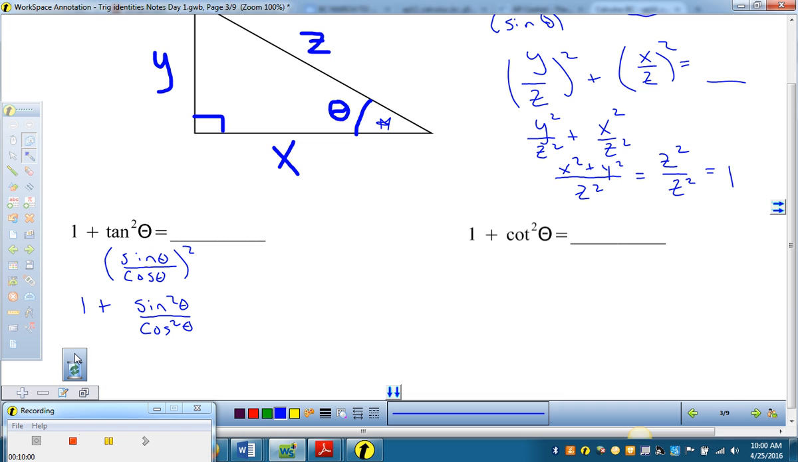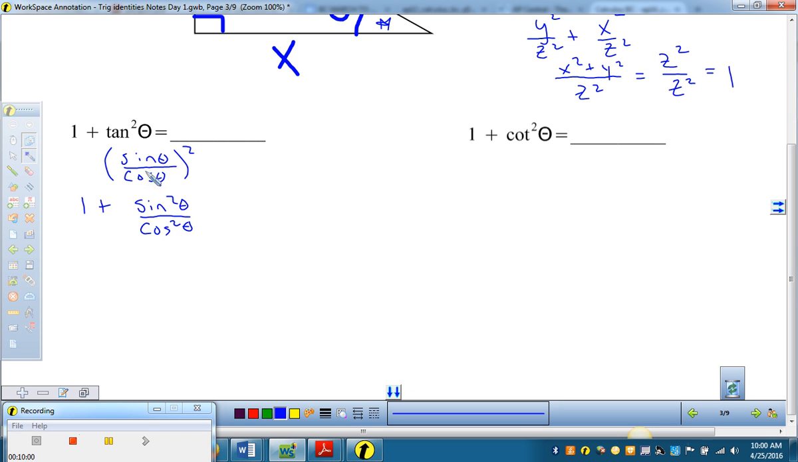And if I want to add those two, what do I have to do? I have to get a common denominator, which means what do I multiply this 1 by? It would be cosine squared theta over cosine squared theta. It has to be some form of 1.